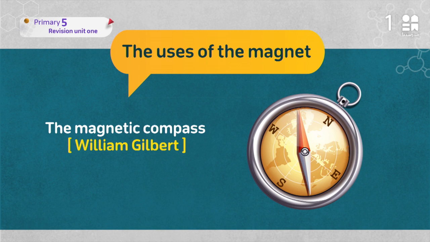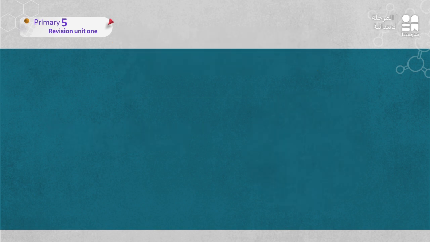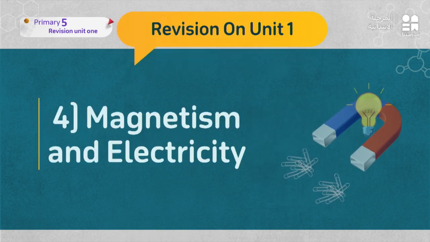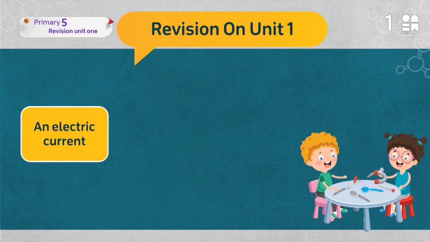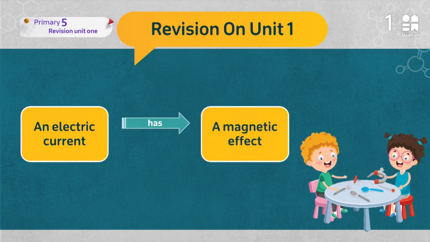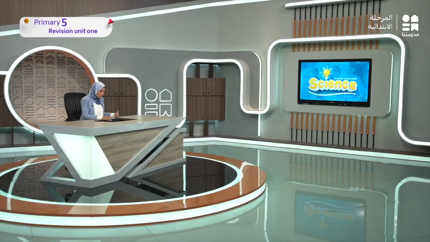Okay. So that's how we have done the revision of lesson number 3. Now let's start lesson number 4, which is magnetism and electricity. We want to remember together what we have in magnetism and electricity. First, the electric current has a magnetic effect. Again, electric current has a magnetic effect. And the magnetic effect can generate electric current.